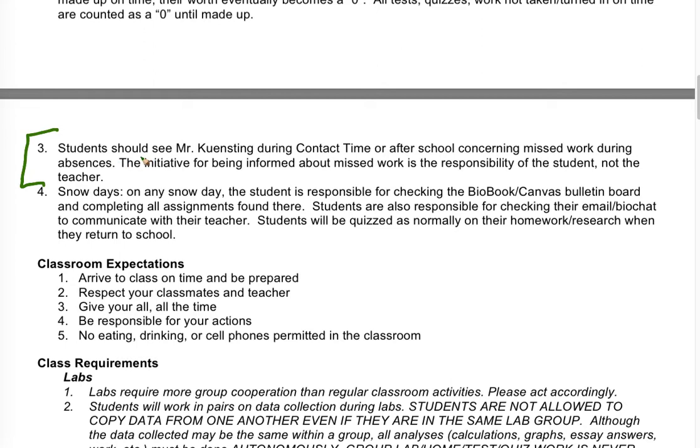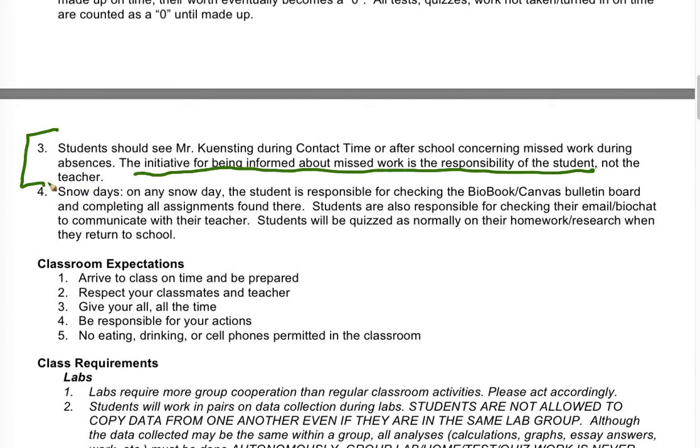Before school, I can never promise because of the insanity of getting to school in the morning through traffic and then putting the birds in the cages and getting ready, running off paperwork and stuff for the day. The initiative for being informed about missed work is up to the student. Make sure you're checking your email because I send email, homework, and assignment notifications. Check Canvas, check your school bulletin board.